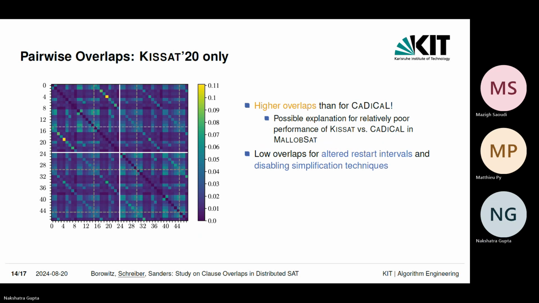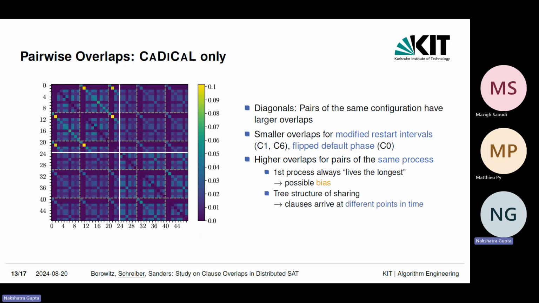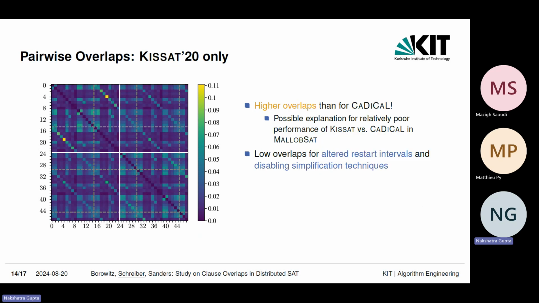Then we also looked at the picture for the Kissat solver backend of MALLOB. And what we saw is that we get much higher overlaps than what we got for Cadical. You need to look at the legend here: we get up to 11% overlaps. Yeah, and overall a brighter picture. So this, to a degree, may explain why in recent experiments our Kissat portfolio in MALLOB performed somewhat worse than the Cadical portfolio. The work being performed is just more redundant.